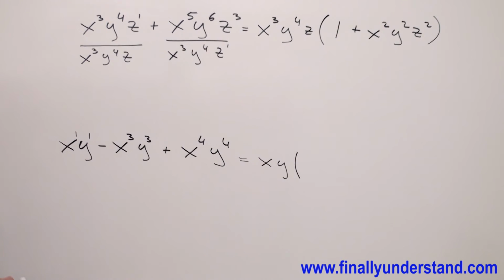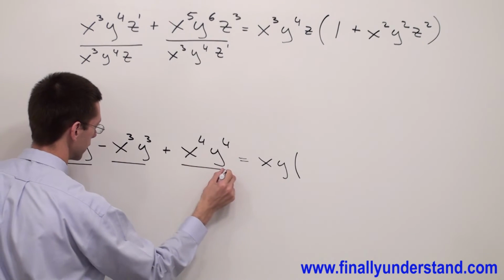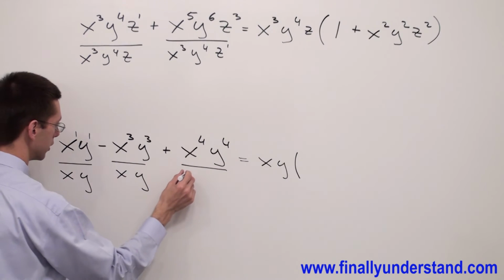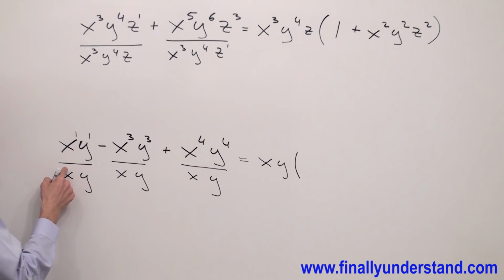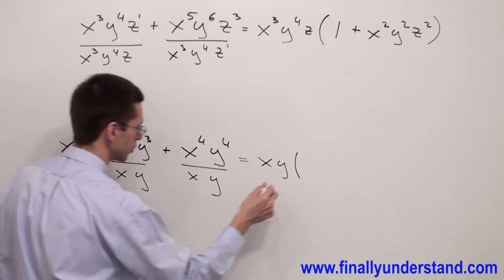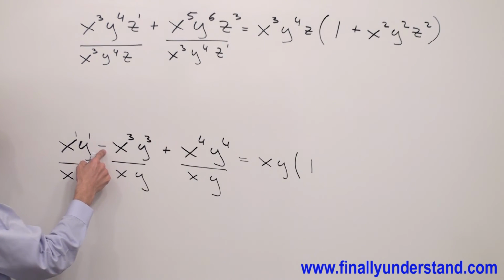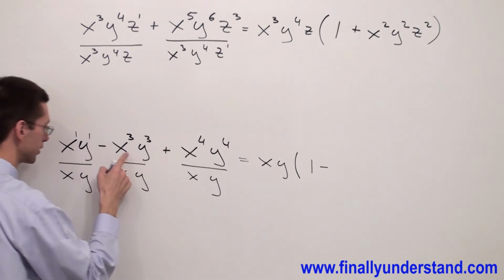In order to find what I'm supposed to write inside of the parentheses, I'm supposed to divide every single term of my polynomial by the common factor. That's why I'm going to divide this by the common factor, by xy, xy, xy. X divided by x is 1, y divided by y is 1. 1 times 1 is simply 1. Negative divided by positive will give me negative. Simply I have to copy the signs.